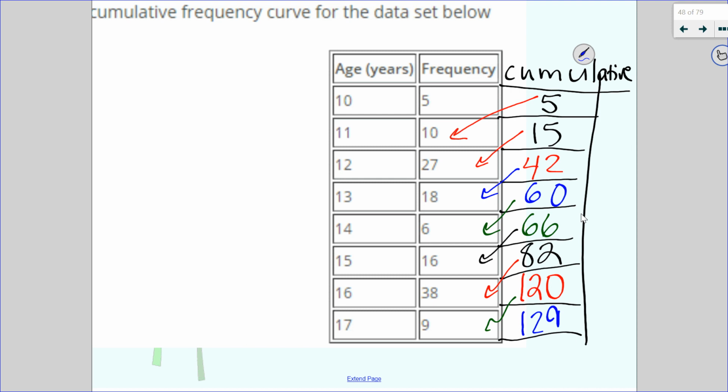And at every level, I know there's, for example, 120 students 16 and under. There's 82 students 15 and under. So I know like 82 students couldn't drive, for example. But I also know that 129 minus that could drive, so 38 plus 9. So it helps us to just have a sense of how many students are that age and under. So that's our cumulative frequency column.